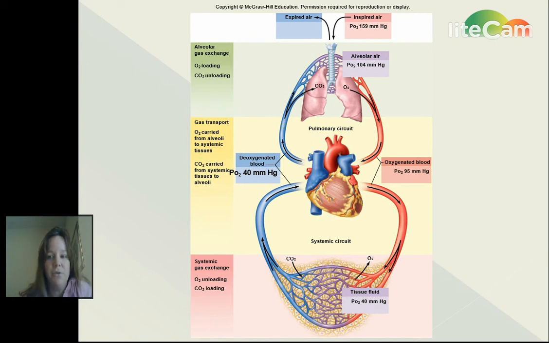Now I would challenge you to do the same thing, go through this entire chart, and this time follow the path of the carbon dioxide. Determine which direction the carbon dioxide will move based on its partial pressures.